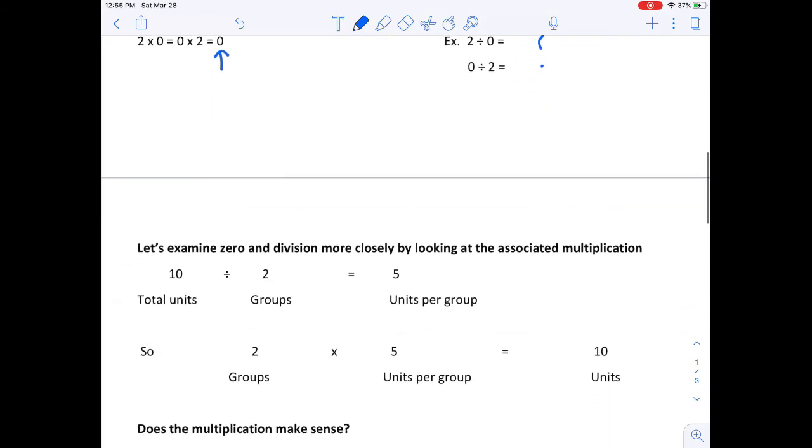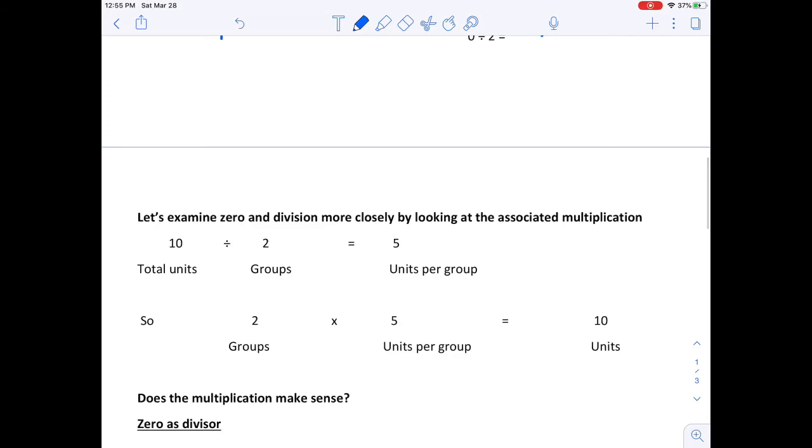So let's take a step back and look at the relationship between multiplication and division. I should be able to write any division problem as a corresponding multiplication problem. Here, 10 total units divided by 2 groups gave me 5 units per group. Rearranging as multiplication, 2 groups times 5 units per group will give me 10 total units.